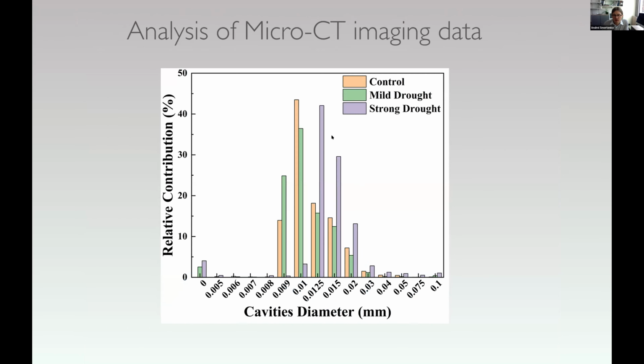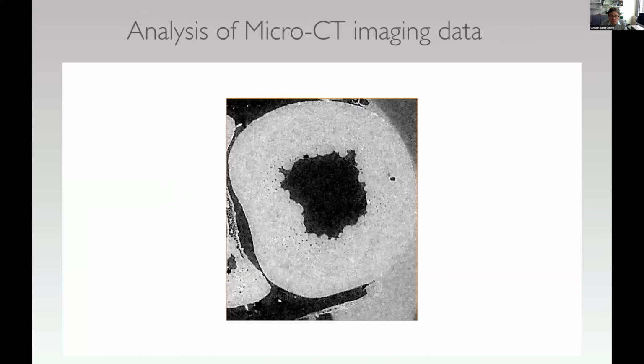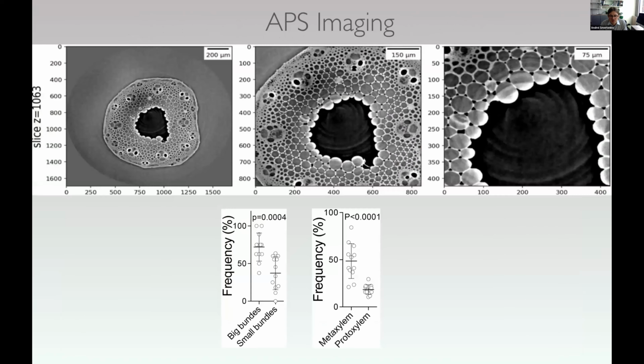This can be quantified, and we can see that under the strong drought stress, in this chart we have the diameter of the cavities and their relative frequency in the stem, and you can see that at the strong drought stress we have more bigger cavities in the stem. But the problem with this technique is that we cannot really see the morphology of the tissues, so we cannot tell which cells undergo cavitation, and APS helps. Okay, so I'll skip this movie for the interest of time.